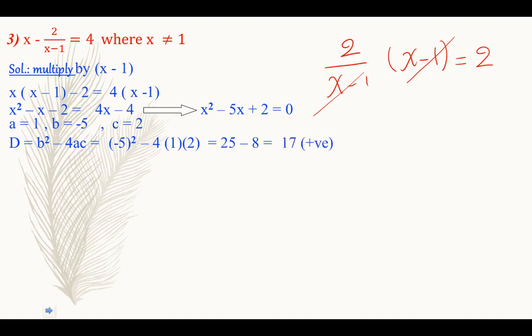So the discriminant again is a positive number. Why? Because 17 is a positive number. So now we can say that the quadratic equation has two real and different roots.